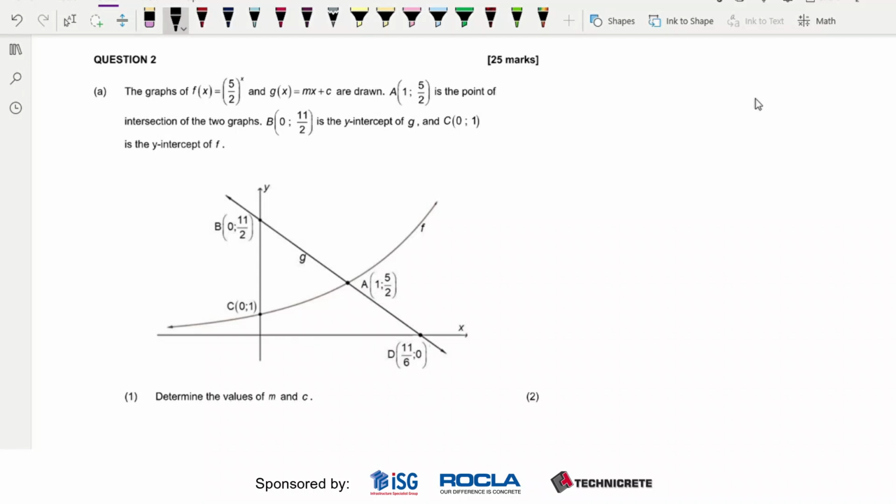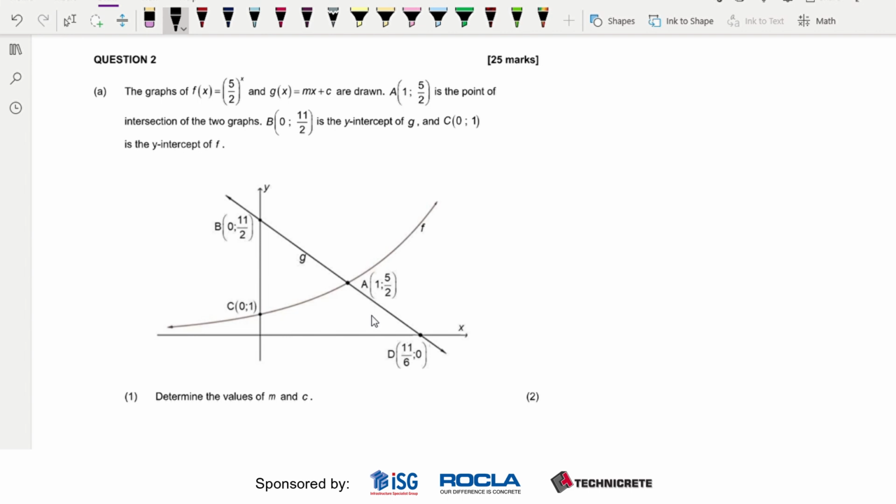So question 2 is all about functions. We're told in part A that the graphs of f of x is equal to (5/2)^x and g of x is equal to mx plus c are drawn. A, which is the point x is equal to 1 and y is equal to 5 over 2, is the point of intersection of the two graphs.